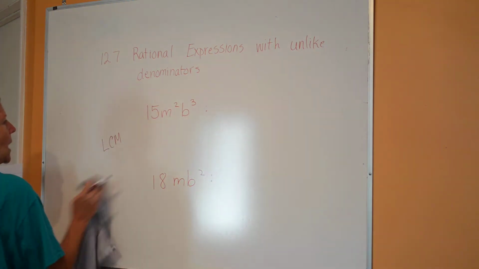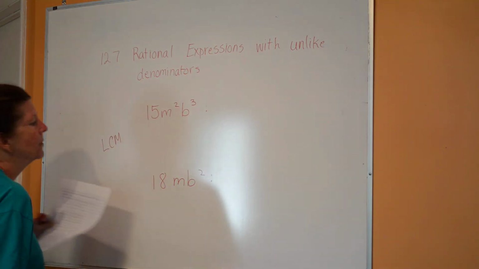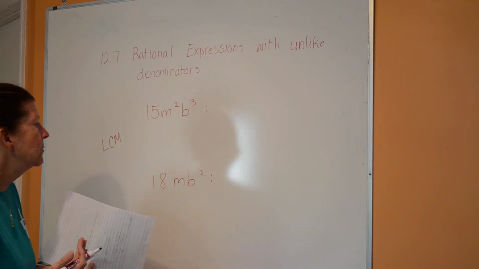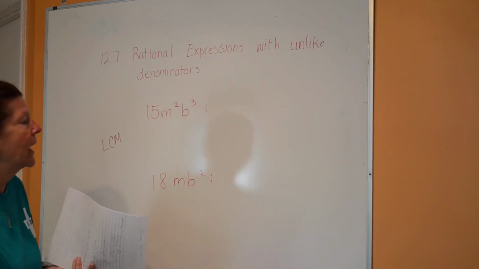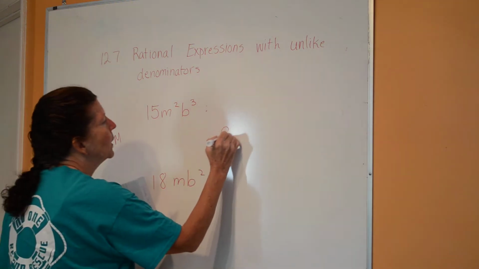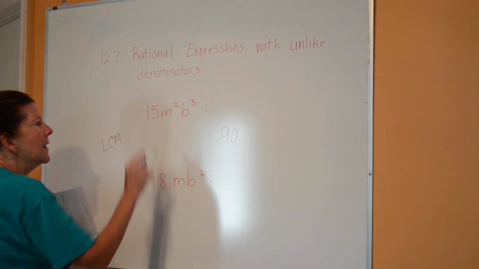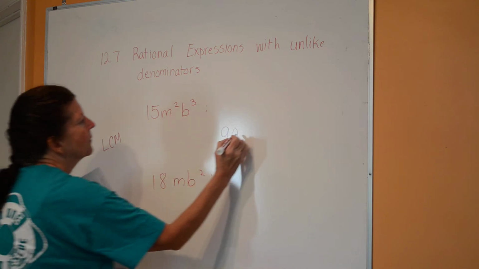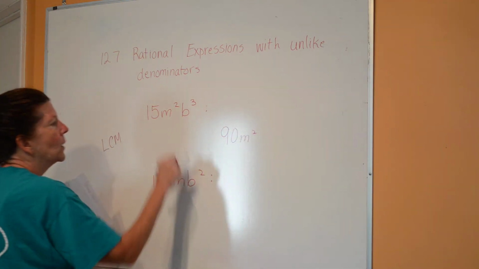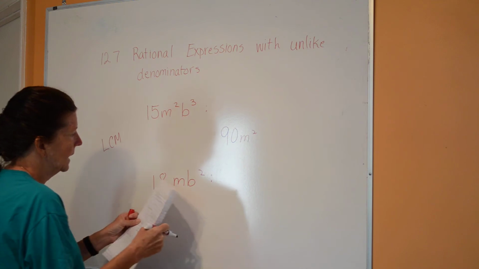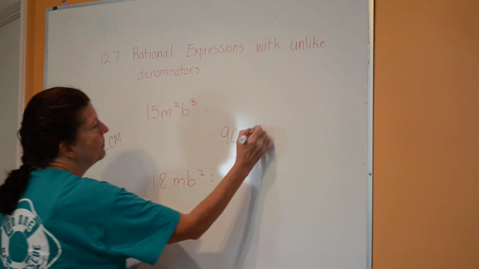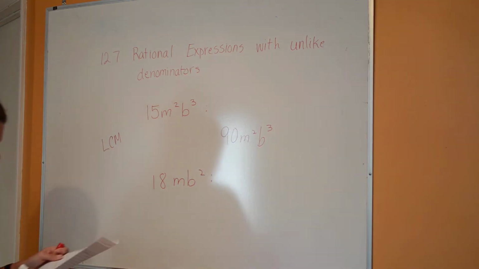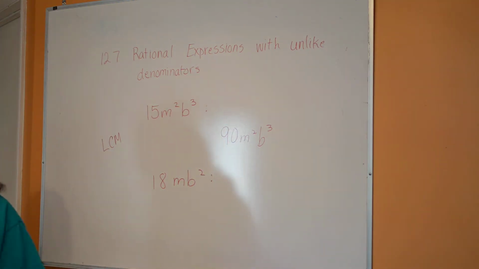With the numbers, I would look to see what's the smallest number that both 15 and 18 can go into. And you might want to do just the numbers with the bottom row of the factor tree, but we quickly find out that it's 90. Then I look and I go, what's the highest power of m that I have? m squared. What's the highest power of b that I have? It would be b cubed. And that right there is your least common multiple. All right, let's do another one.